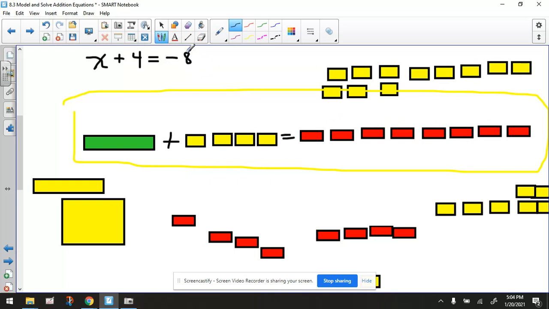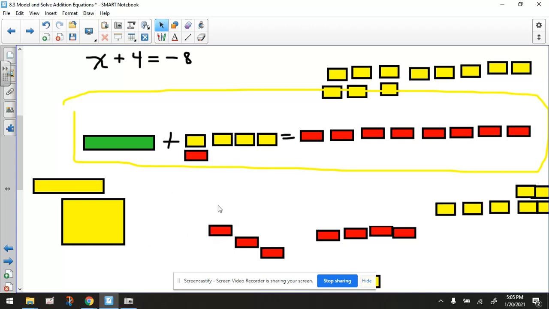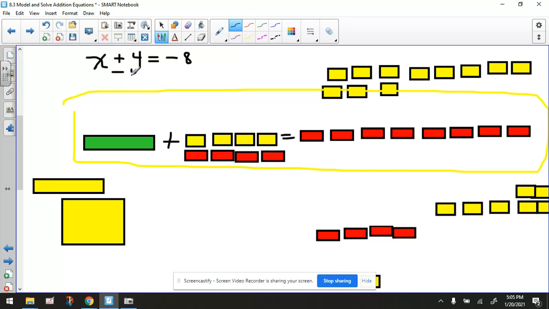All right, so now the question becomes, there's nothing that's the same. So now we have to do something a little bit different to answer or to model this type of equation. So what we do in this case is we have to get the yellows to cancel out. And how do we do that? To get that to cancel out, we have to actually add red chips to that side. So in other words, what does that look like on paper? That's subtract 4. These red blocks represent subtract 4.